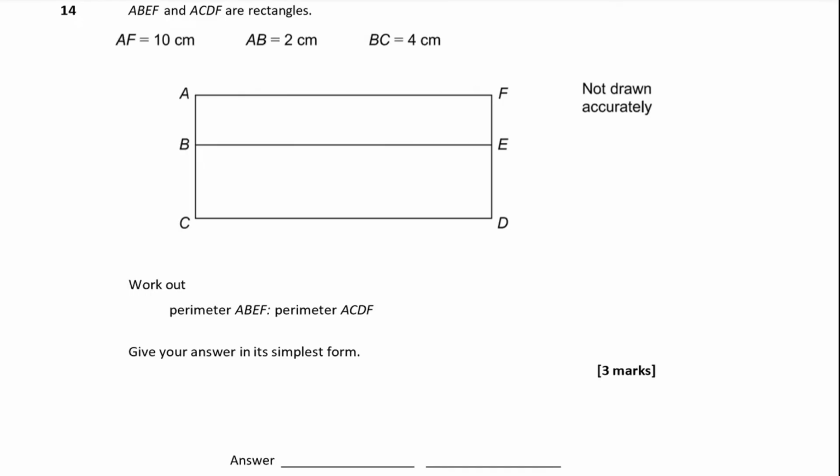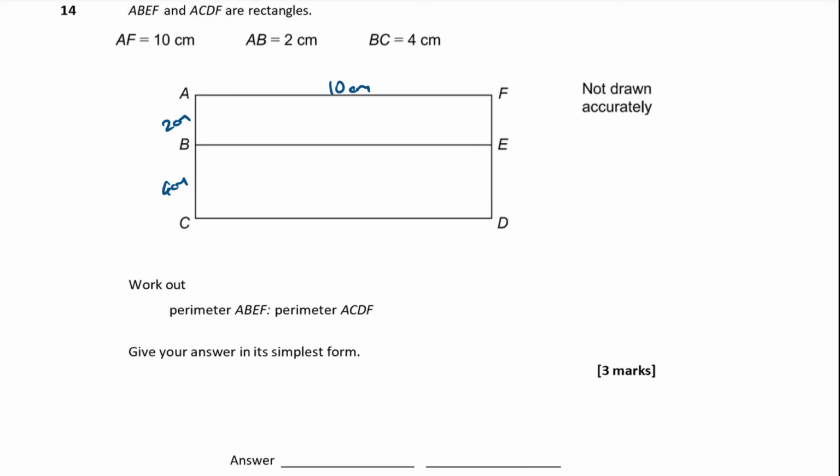Question 14. ABEF and ACDF are rectangles. I've been given some information here. AF is 10, AB is 2, BC is 4. This information up here is not on the diagram, so I'm going to add that in first. I'm told AF is 10, so I'm going to write 10 centimeters along this side. AB is this little bit in here, so that's 2 centimeters, and BC, this bit down here, is 4 centimeters.